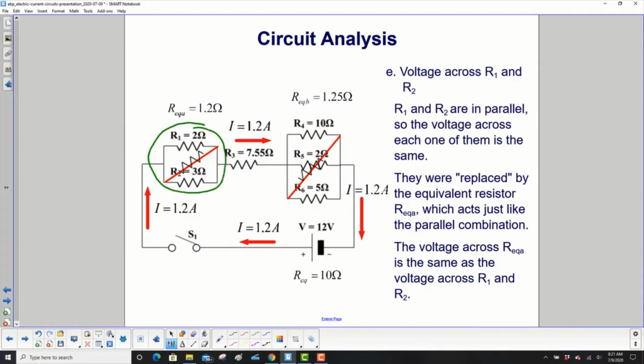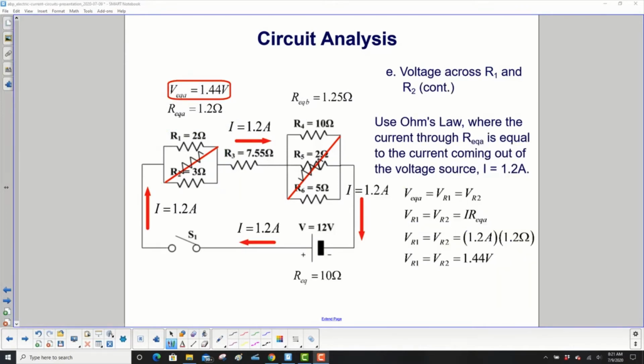They are in parallel, so the voltage across each one of them is the same. They were replaced by the equivalent resistance R equivalent A, which acts just like the parallel combination. The voltage across R equivalent A will be the same as the voltage across R1 and R2. Now we're ready to use Ohm's law, where we have the equivalent resistance, and we also have the current coming through the equivalent resistance, and that current is just this guy right here.